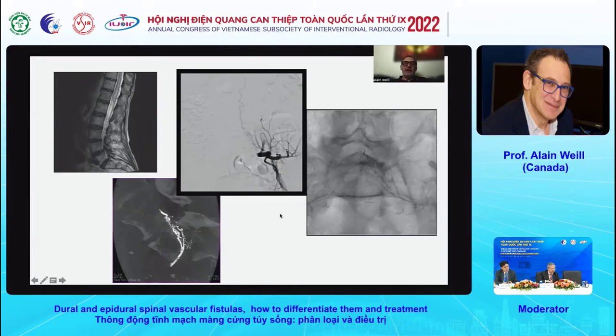And you can see here post-embolization on the CT scan that we have filled those very tiny vessels along the dura, and finally the intradural veins with glue in this case. I think it's glue, but I'm not sure. It could be Onyx.